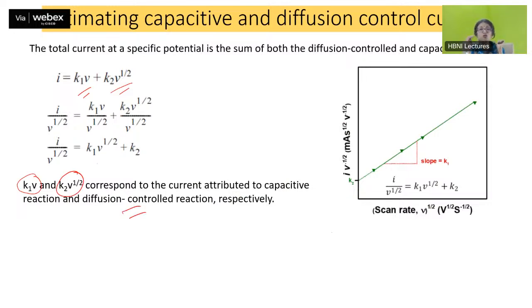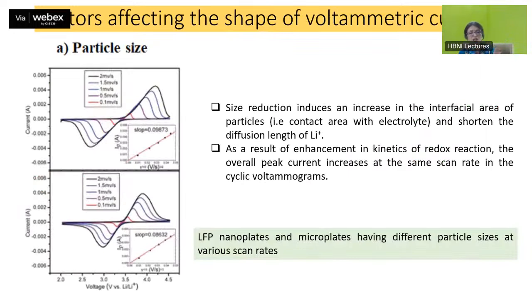So with this, you are able to find out in your lithium ion battery, your material, how much of the current being generated is coming from diffusion controlled reaction or from capacitive reaction, and how you can play around with them. Now there are different factors which affect the shape of these CV peaks, as we see.